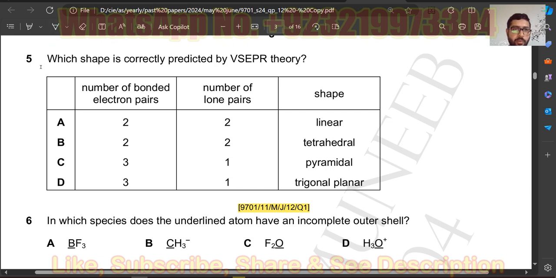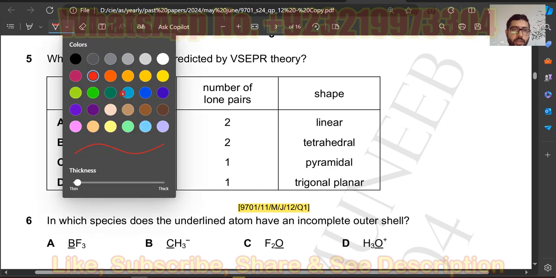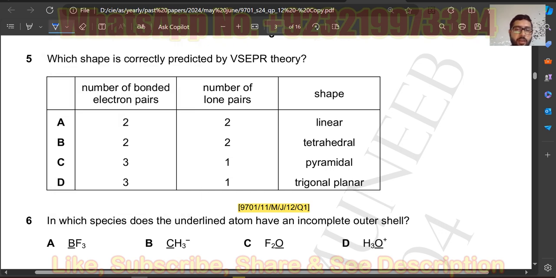Now the next question, number 5: which shape is correctly predicted by VSEPR theory? Over here we need to recall the number of bonded pairs and lone pairs with their shapes. Here we are given two bonded electron pairs and two lone pairs. If you remember, the right example of this is H2O. H2O has two lone pairs on the oxygen, and there are two single bonds with the hydrogen atoms. But it is not a linear structure.